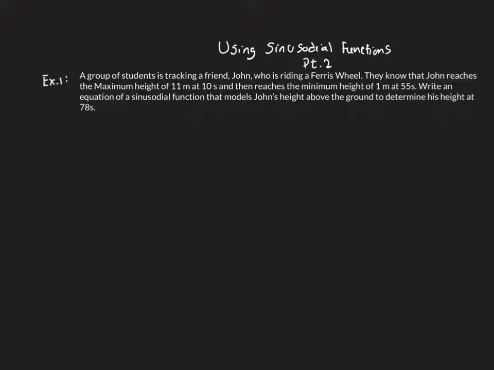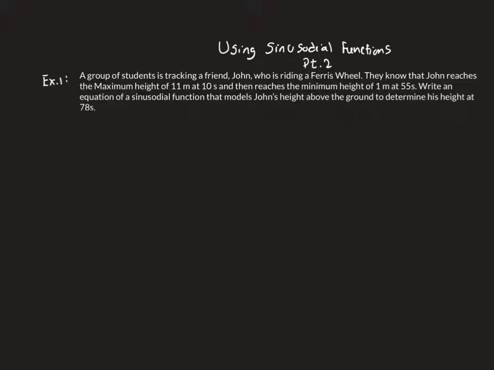So let's get started. We read here: a group of students is tracking a friend, John, who is riding a Ferris wheel. They know that John reaches the maximum height of 11 meters at 10 seconds, and then reaches the minimum height of 1 meter at 55 seconds. Write an equation of the sinusoidal function that models John's height above the ground to determine his height at 78 seconds.